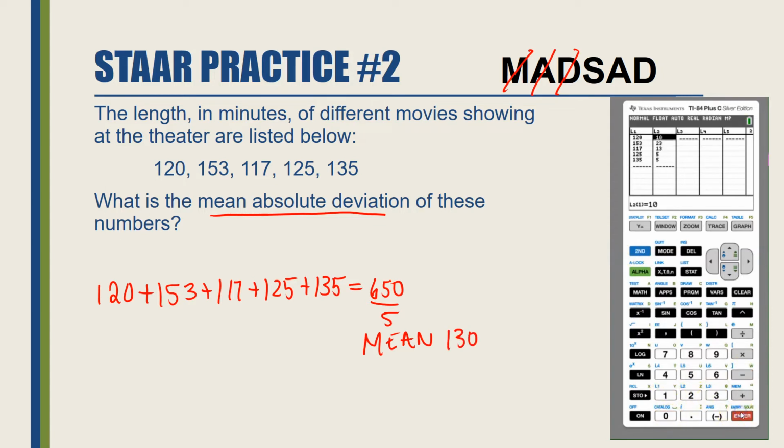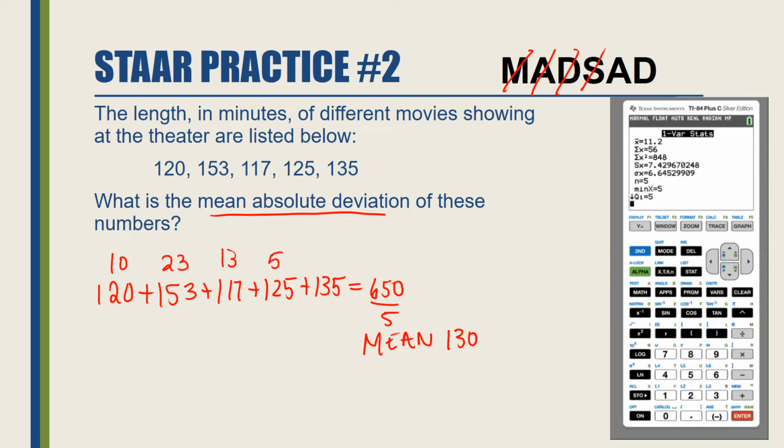After I get 130, I'm going to subtract 130 from each of my numbers in my data set. Remember, this has to be a positive number, so 130 minus 120 is 10. 153 minus 130 is 23, so on and so forth. Okay. After I subtract, I'm going to add all of my new numbers together. My new numbers total 56. Then I'm going to divide by how many numbers there are, which is 5. My mean absolute deviation should be 11.2.